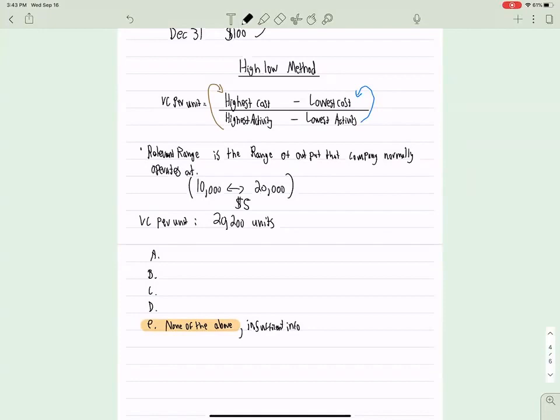So how do you find the variable cost per unit? You use the high-low method. That'll find you that variable cost per unit within the range. Now, if you leave the range, that's a whole different ballgame. You can't calculate that, all right? So that's how they'll trick you on the exam.